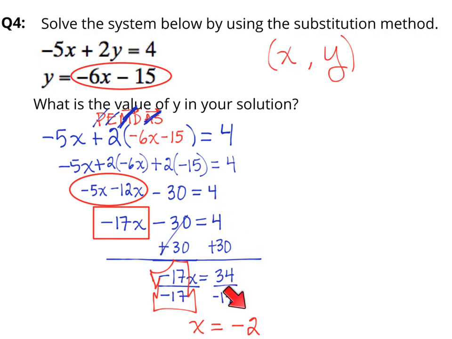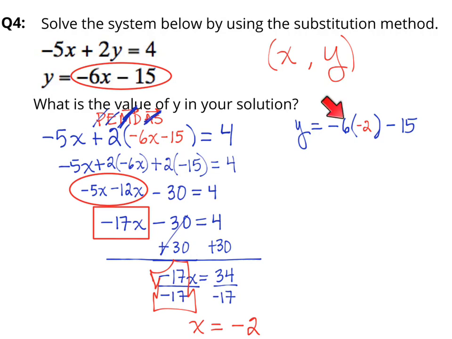So now, to get the value of y, I need to substitute this negative 2 into one of these two equations right here. And I'm going to go with this one because this one already says y equals negative 6x minus 15. So wherever I see an x, I'm going to put that negative 2. Here we go. So I have y equals negative 6 times x, but instead of x, I'm going to put parentheses, minus 15. And I'm going to take this negative 2 and put it right here, because that's the value of x, negative 2.